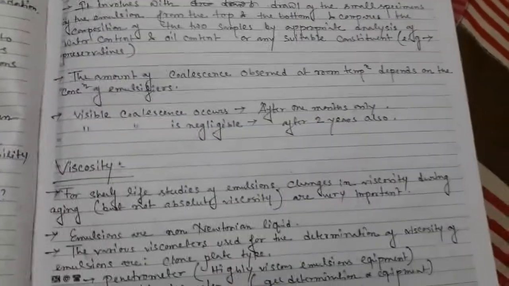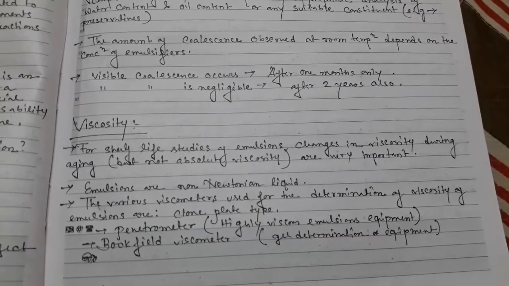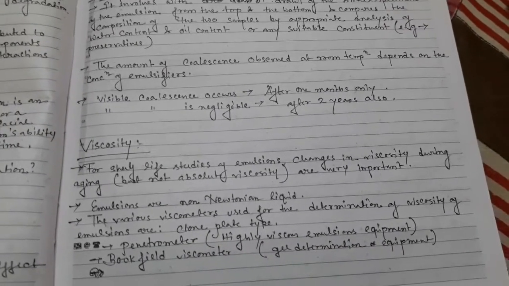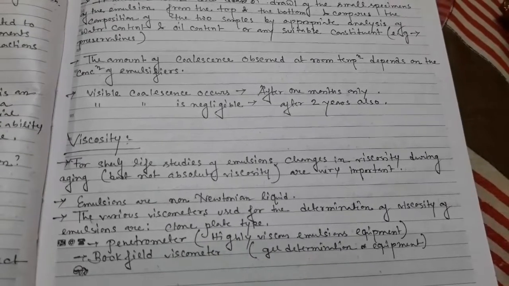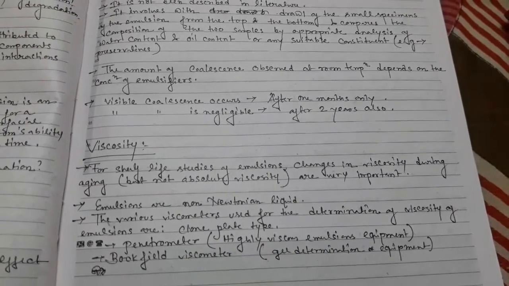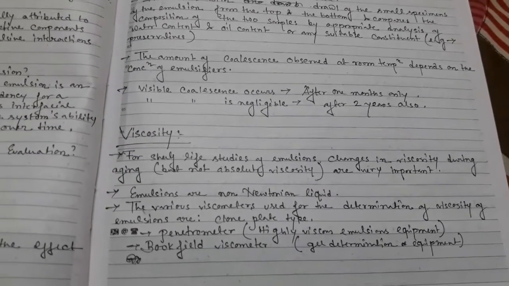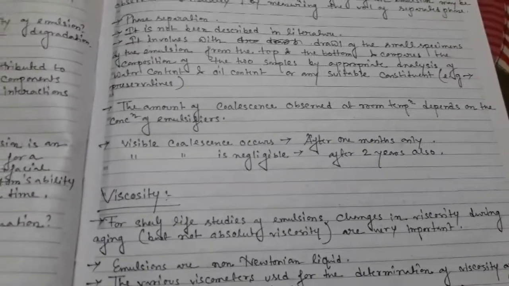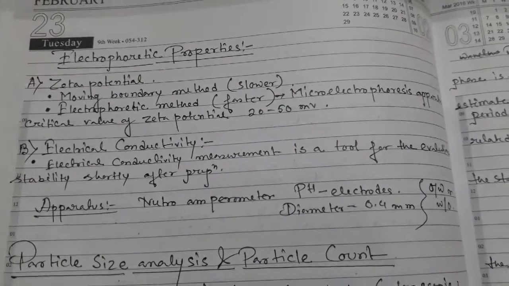Next, viscosity. Viscosity is very important for the emulsion. Emulsions are non-Newtonian fluids. Various viscometers are used for the determination of viscosity for shelf life studies of emulsions. Changes in viscosity during aging, but not absolute viscosity, are very important. Okay, the Brookfield viscometer is used for the determination of the gel. Generally, viscosity is determined by the Ostwald viscometer, but in gel preparation, the Brookfield viscometer is very important.